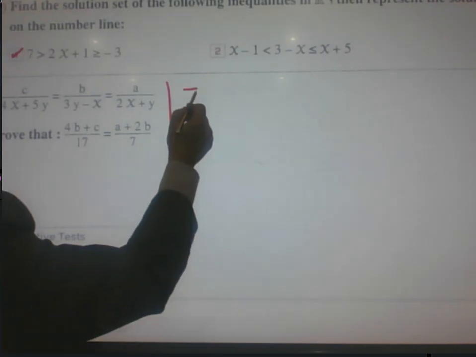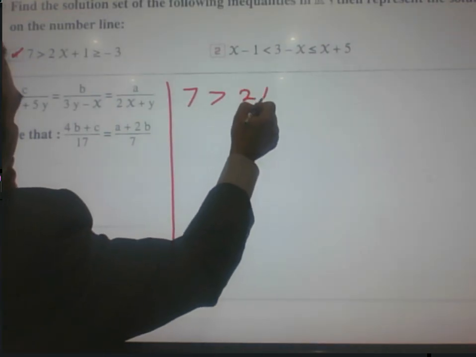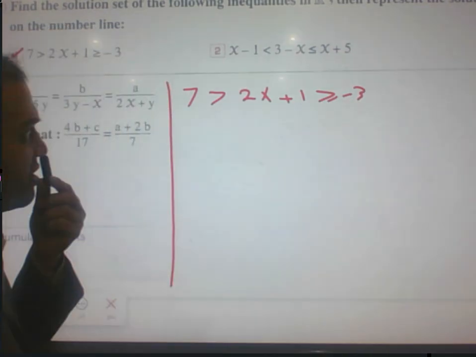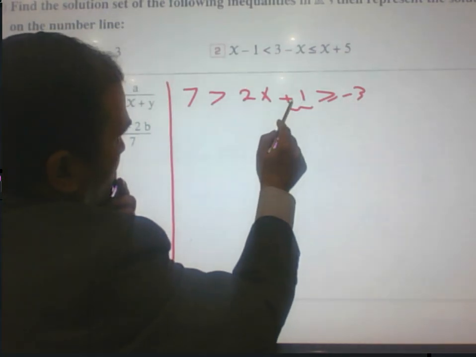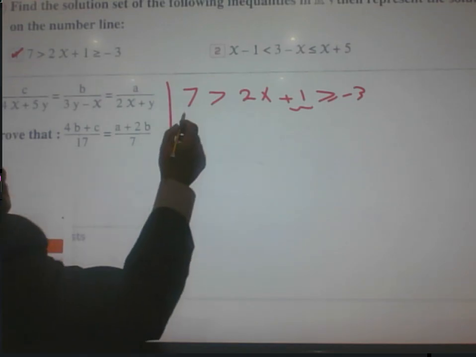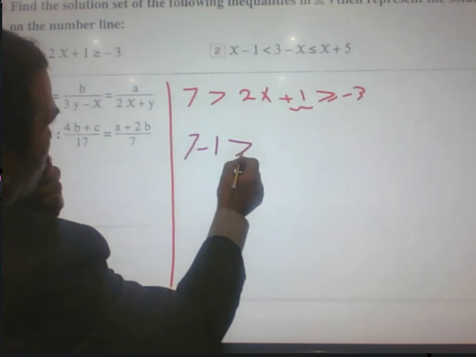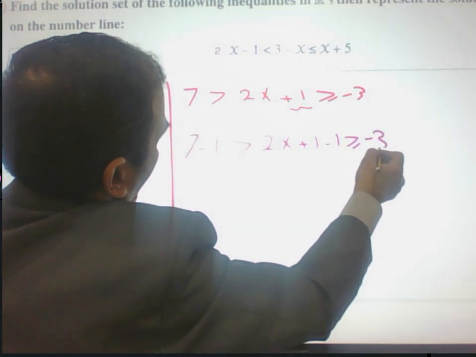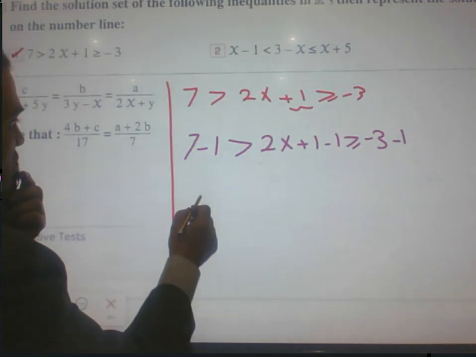We have 7 less than 2x plus 1 greater than or equal to negative 3. First step, I will cancel the 1 by adding negative 1 to the three terms. You must change the sign here. First step, 7 minus 1 is greater than 2x plus 1 minus 1, greater than or equal to negative 3 minus 1. 7 minus 1 equals 6.